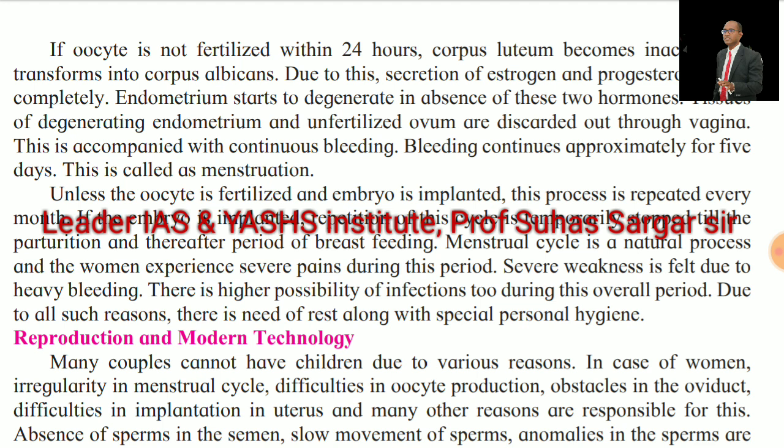If the embryo is implanted, repetition of this cycle is temporarily stopped till parturition, and thereafter during the period of breastfeeding. The menstrual cycle is a natural process, but women may experience severe pain during this period. Severe weakness is felt due to heavy bleeding. There is a higher possibility of infections during this period. Due to all such reasons, there is a need for rest along with special personal hygiene.